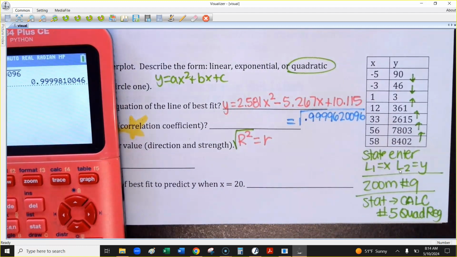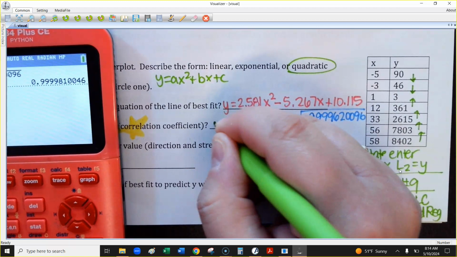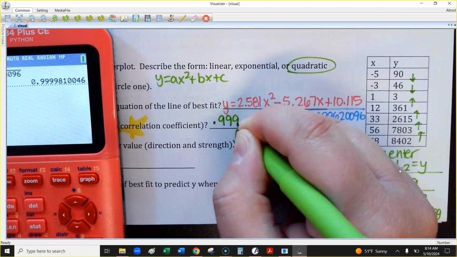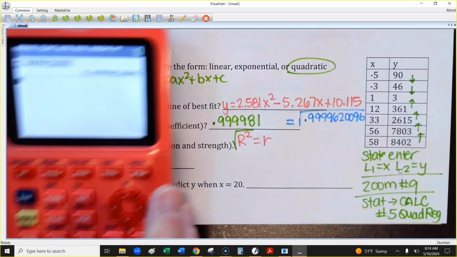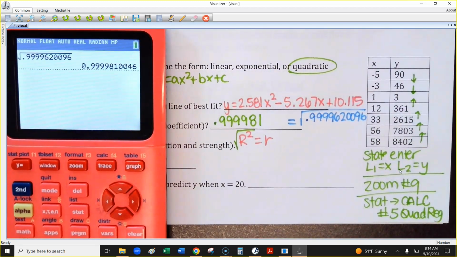So I'm going to write out, you can write as many decimal places as you want. I'm just going to write several here. I'm going to write till they get to the zeros. So it's not exactly 1, but it's pretty close.